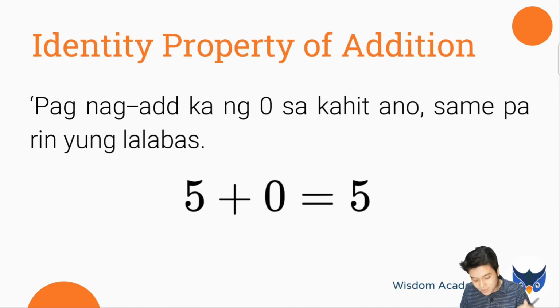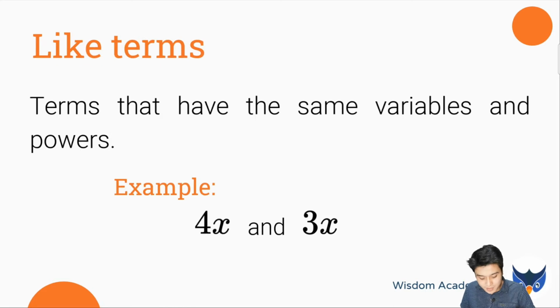Sa identity property, pag nag-add ka ng 0 sa kahit ano, same yung lalabas. Yun lang. Simpleng-simple, di ba? Yung properties natin. Now, we have discussed yung properties natin. Ngayon, we're starting to discuss kung paano nga ba talaga mag-add ng polynomials.